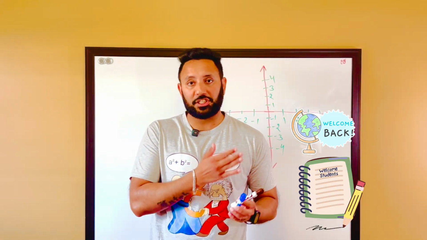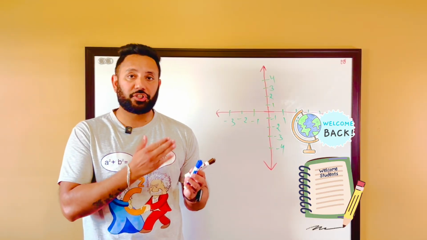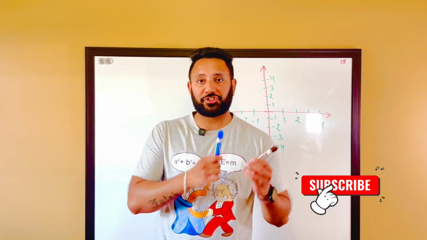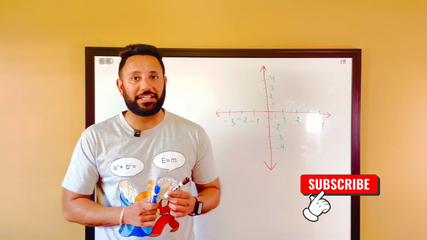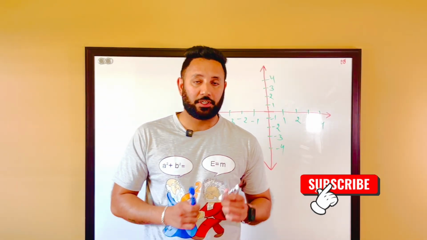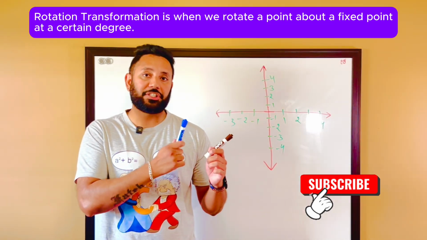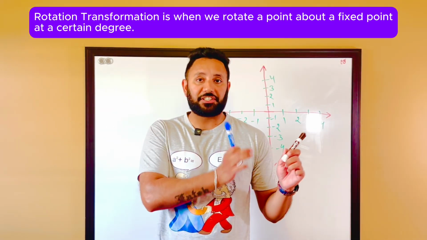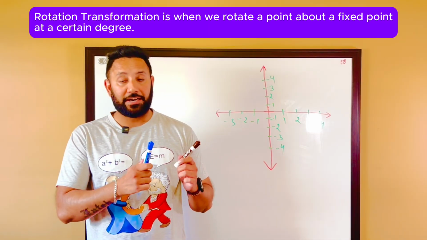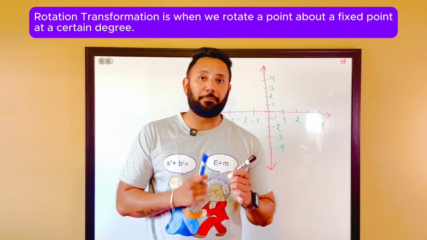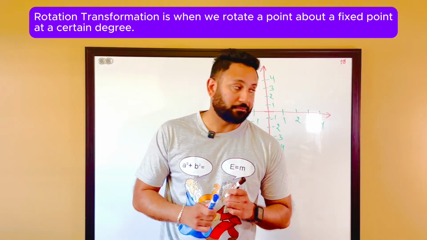Today we're gonna do our third transformation, that is rotation transformation. This is just an extension of our previous two lessons that were based on Cartesian plane coordinates. So what is rotation transformation? Rotation transformation is when we rotate a point about a fixed point at a certain degree. And there's some basic rules that we need to keep in mind before applying rotation transformation.